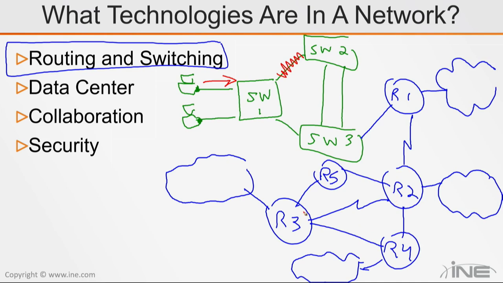Routing is configuring the router so that they are aware of all the different paths in the network. For example, when something gets over here to router one, some data, and maybe that data is destined for right here.